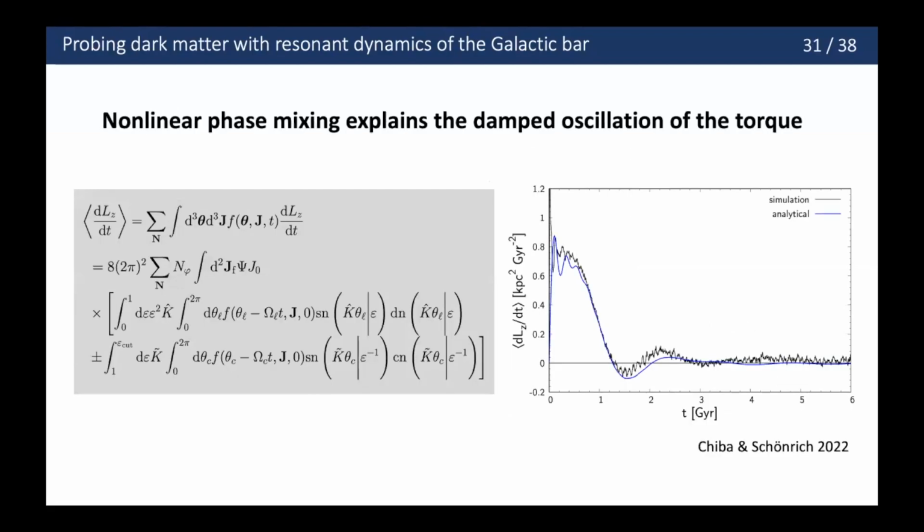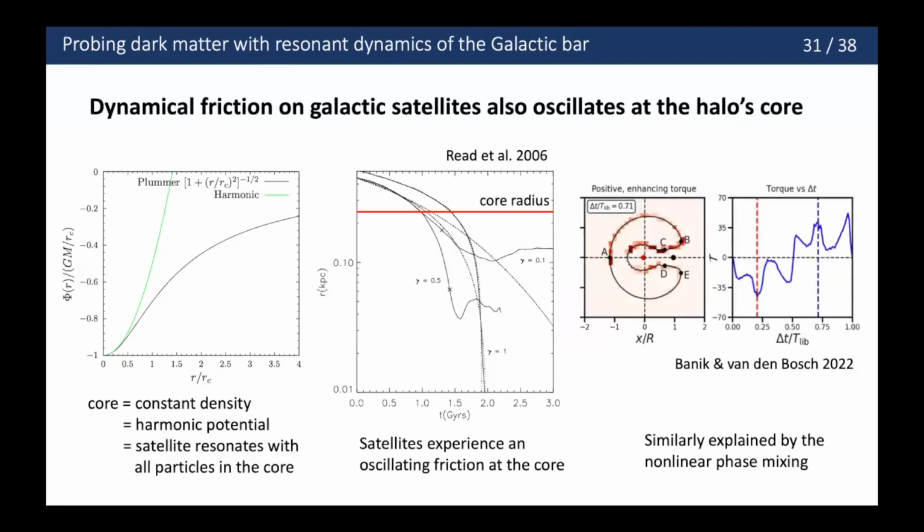So now that we know how to model the distribution function, I can compute the total torque on the halo or the bar by just multiplying it with the torque on the individual orbit and integrating over the entire phase space. So there is some integral that I have to do numerically, but if I do it, I can reproduce the oscillating behavior in the simulation. And then this oscillating behavior of dynamic friction is also expected in the dynamic friction on the Galactic satellite when the satellite reaches the core of the halo.